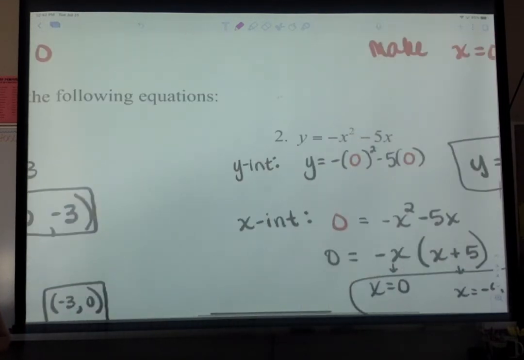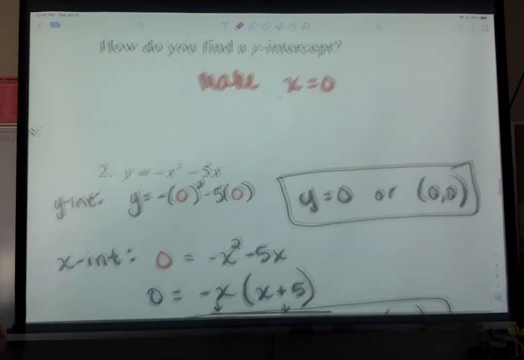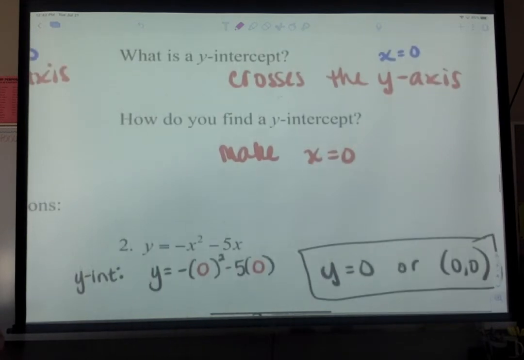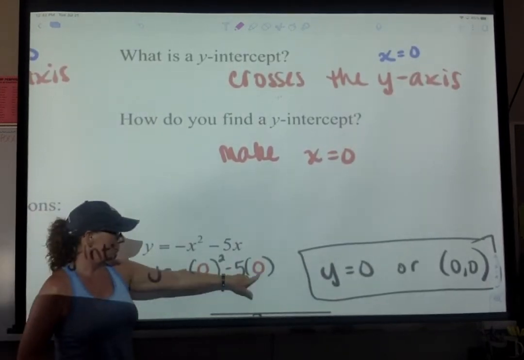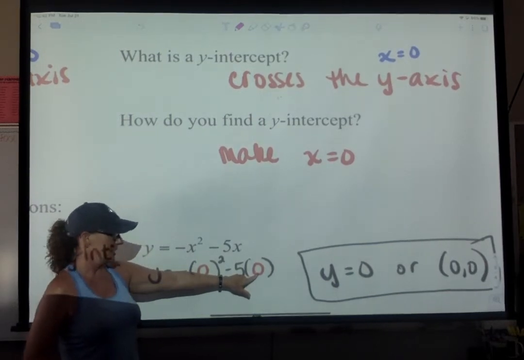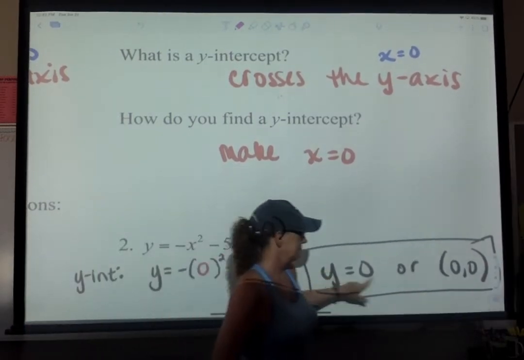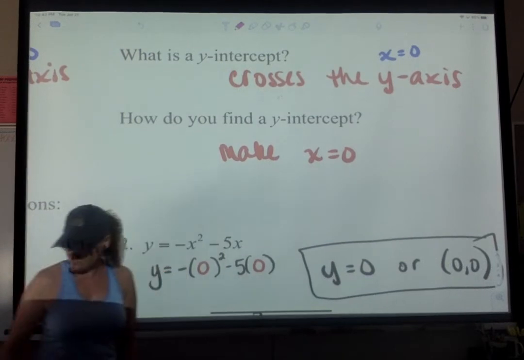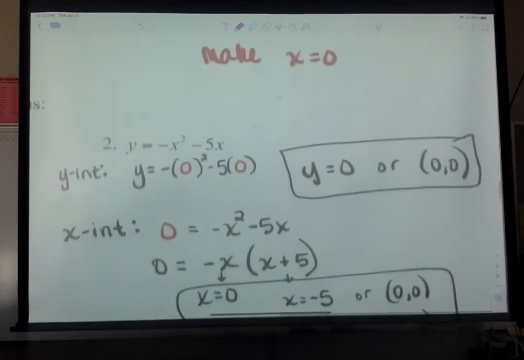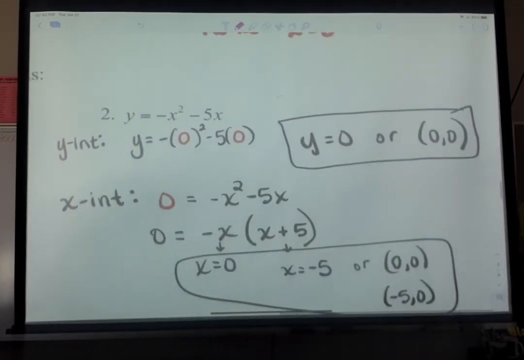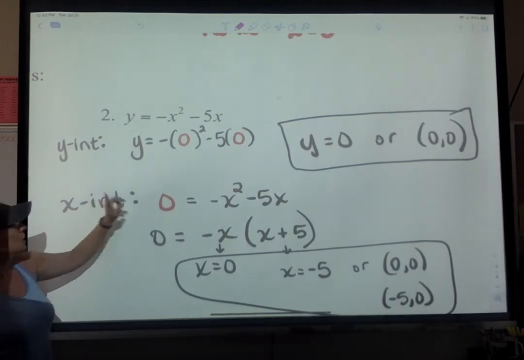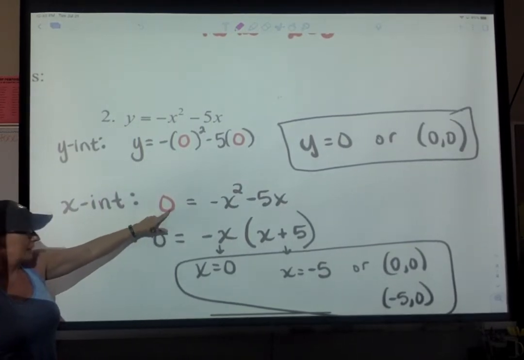Let's see, number 1. Yes, let's jump over to number 2. Number 2, I did the y-intercept first, plugged in 0 for x, and got 0 for y. So either way is acceptable. X-intercept. Plugged 0 in for y.